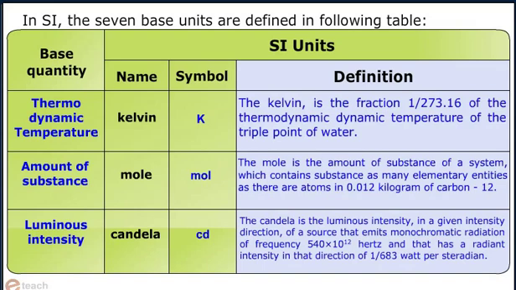The next base quantity is luminous intensity. Name of its unit is candela. It is denoted by symbol small cd, and it's defined as: the candela is the luminous intensity in a given direction of a source that emits monochromatic radiation of frequency 540 into 10 raised to the power 12 Hz, and that has a radiant intensity in that direction of 1 by 683 watt per steradian.